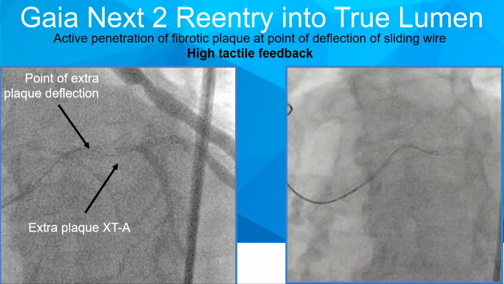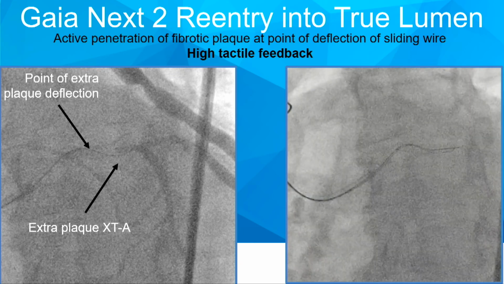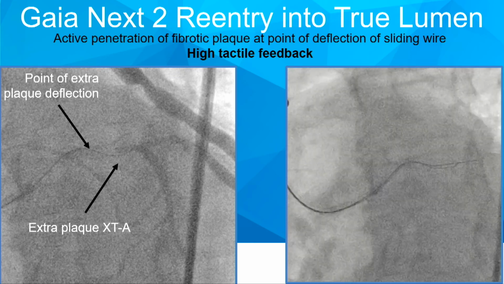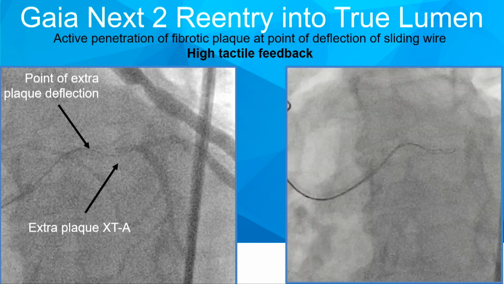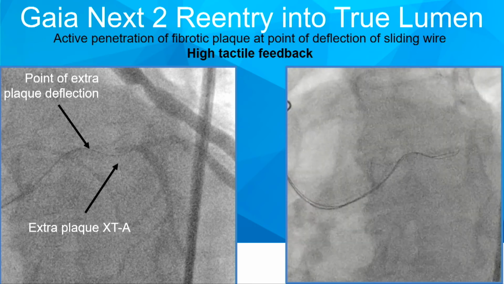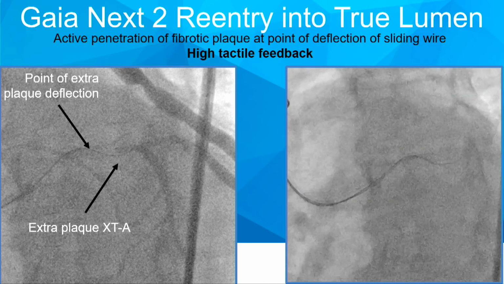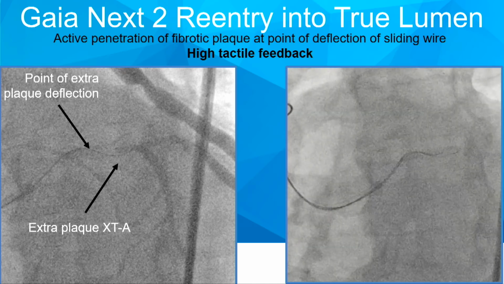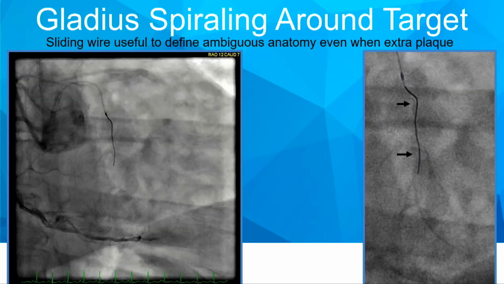Now you take a steerable wire and just use it to drive away from where you've deflected off course. You can see in the right panel, we use the Gaia series wire to on purpose drive away from where we feel we veered off course with the jacketed wire, and we very quickly re-enter the true lumen distally. So this is an example of using that high tactile feedback steerable wire to correct the problem of the deflected soft wire.